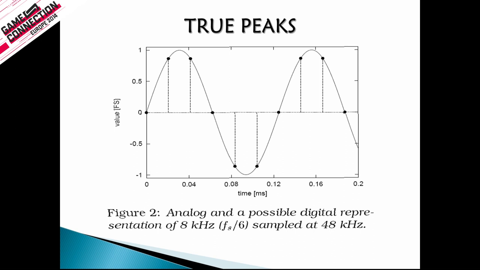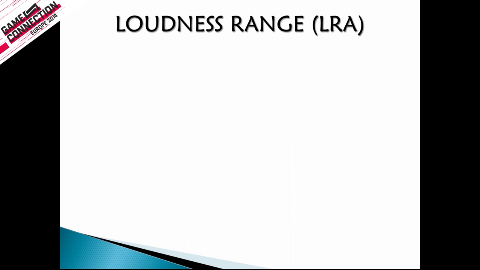The way they achieve true peak limiting is by interpolation using oversampling. By filling out the gap between samples, you can derive the actual waveform that should be there, that was originally there in analog, and you can do a better job at controlling peaks.